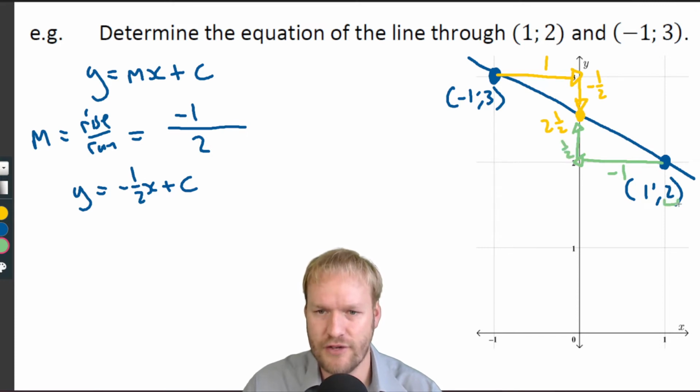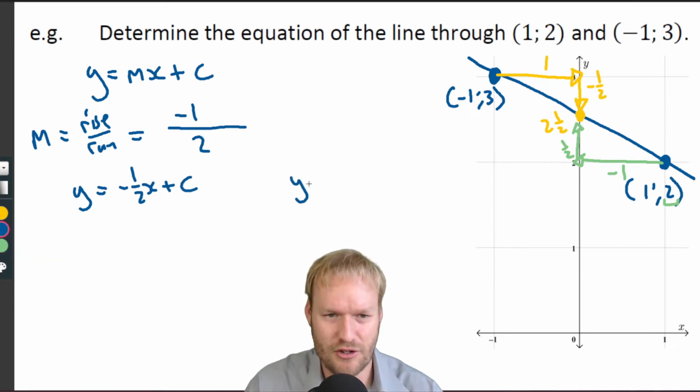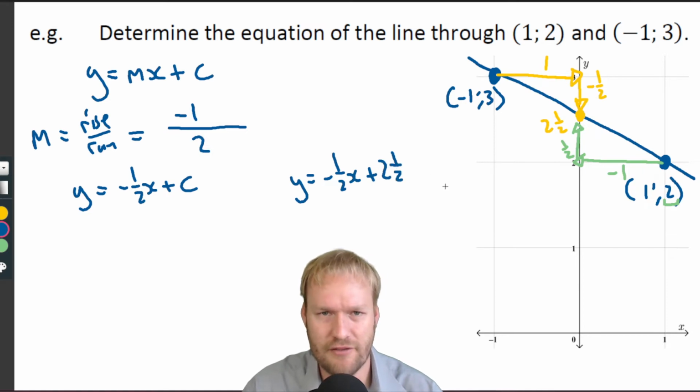So from 2, if we go up by a half, we get to 2.5. So that actually I think is quite easy. We just go y equals minus a half x plus 2.5, 5 over 2, 2.5, whichever one you prefer. And that was quite easy.